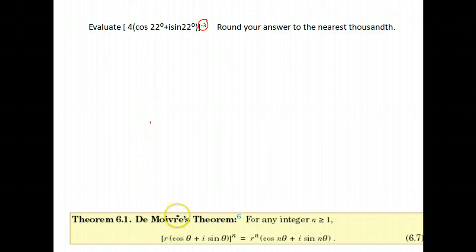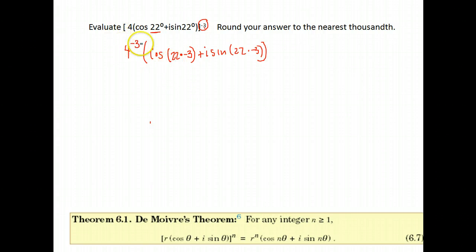We still follow the formula we're given with DeMoivre's theorem. We take our number in front, raised to the power we were given. So it would be 4 to the -3rd power. And we still take our angle times the power. So this time it is 22 times -3 for both our sine and our cosine. Okay, well, 4 to the -3rd power is 1 over 64.